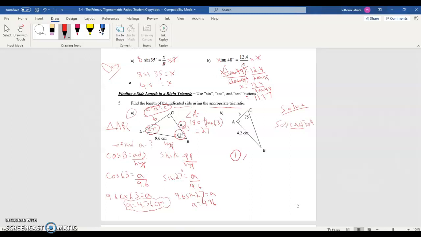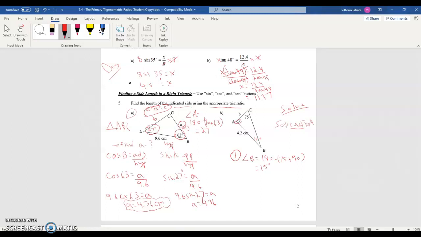So one, I'm going to find angle B by doing 180 minus the sum of my two other angles. I know that this is 90 degrees here. And so I'm going to get 180 minus 90 minus 75. So that should be 15 degrees. So I have 15 degrees here.